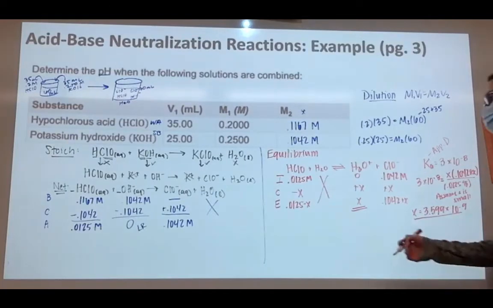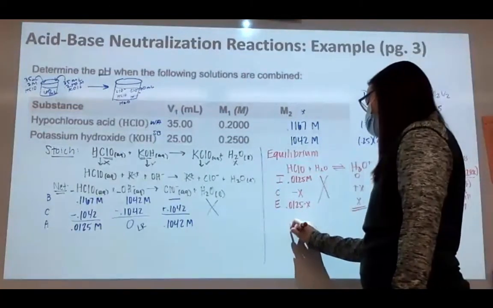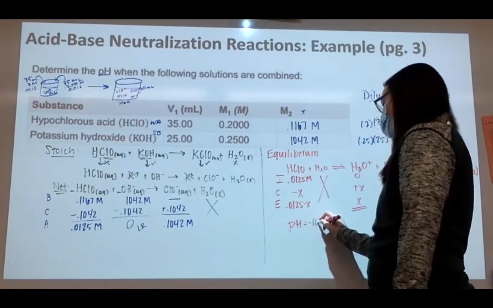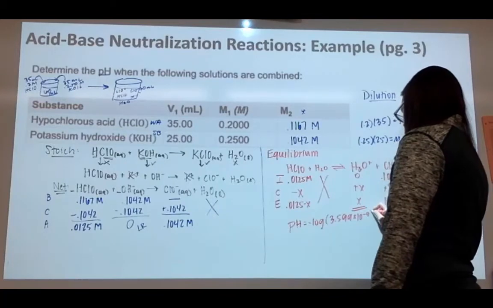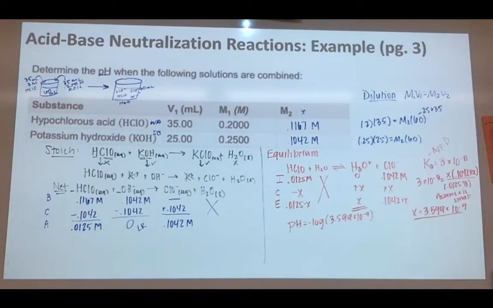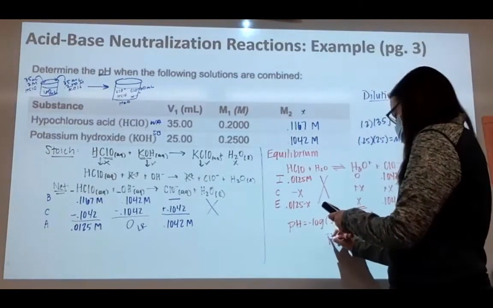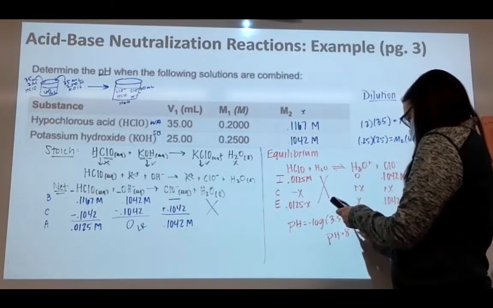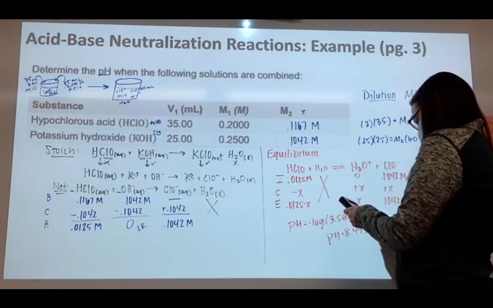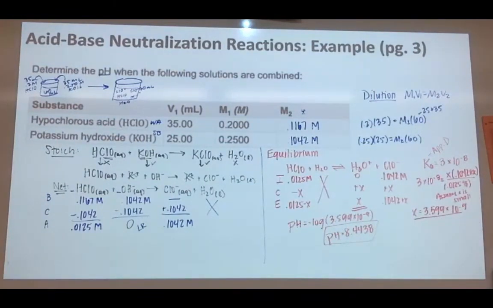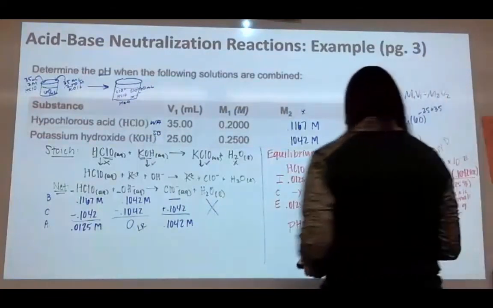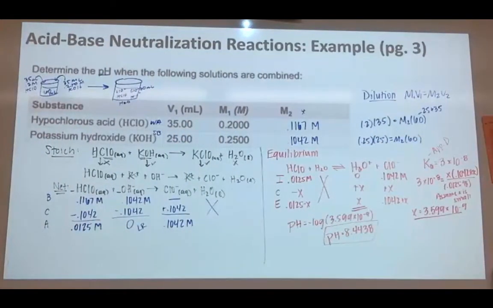To find the pH of a solution that's at equilibrium, you need the H plus at equilibrium. So if I take the negative log of this, and we stick to 4 sig figs because that's what we've had, so that's 4 decimal places. Now, do you have to stick to 4 decimal places? No. Could you do 2 or 3 and be okay? Yes. So the pH is 8.4438.